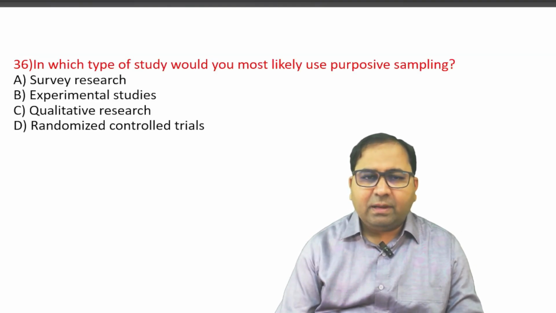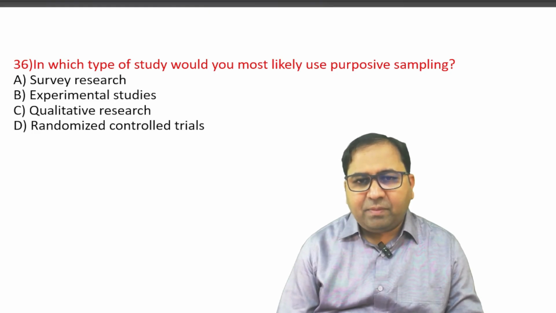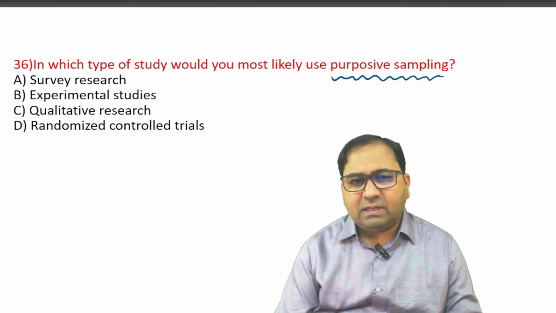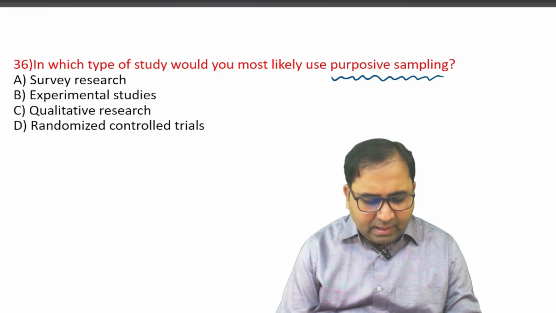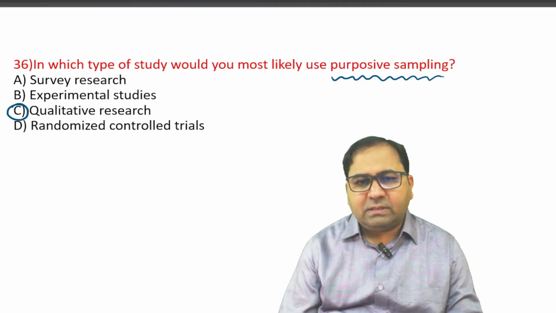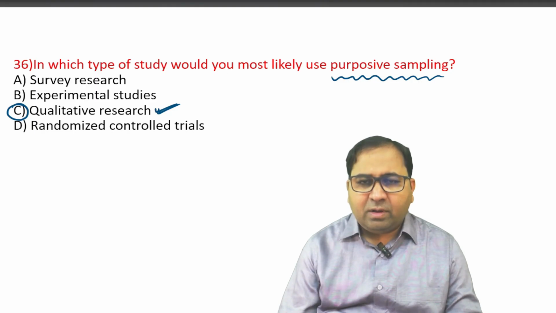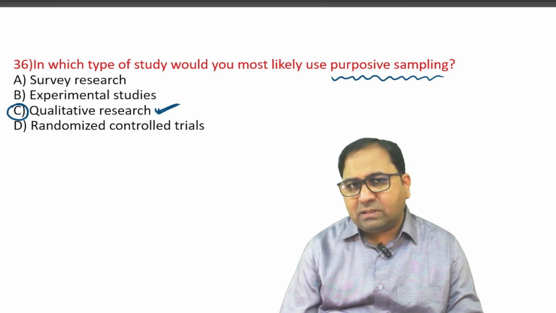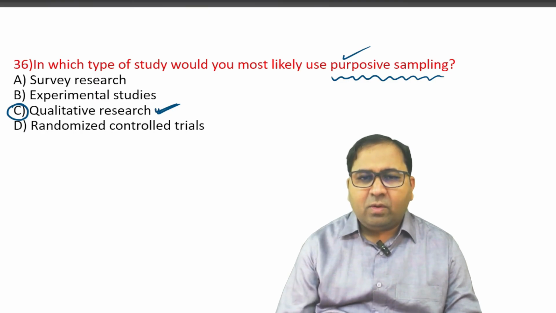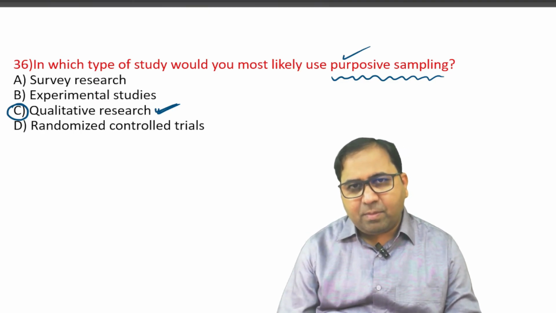Okay. Then next question. In which type of study would you most likely use purposive sampling? Options are A, survey research. B, experimental studies. C, qualitative research. Or D, randomized control trials. The answer is C, qualitative research. Previously, we have also seen a question on snowball sampling, and the answer was qualitative research. Now purposive sampling is given as a term. Over here also the answer is qualitative research. So please remember this answer.